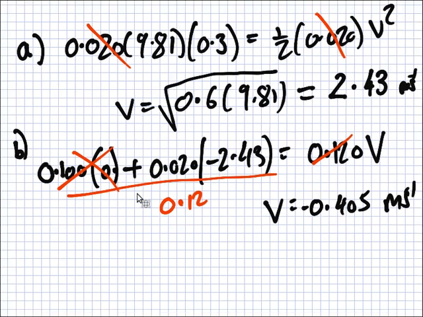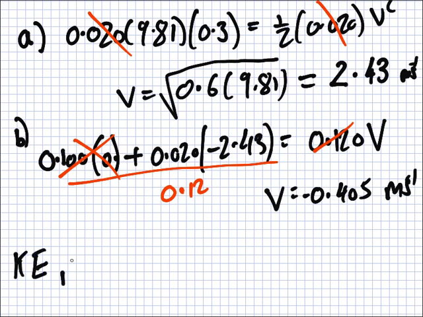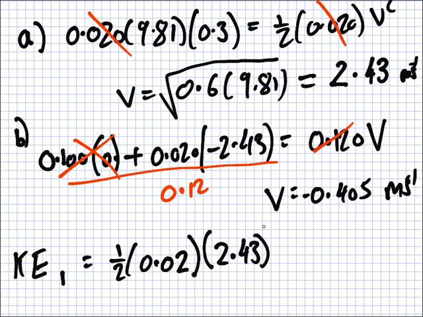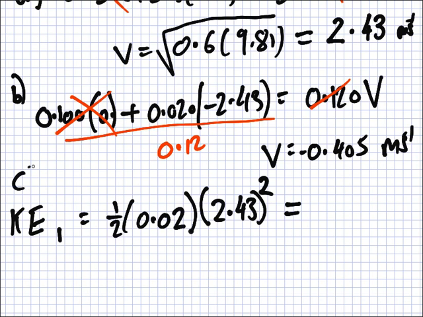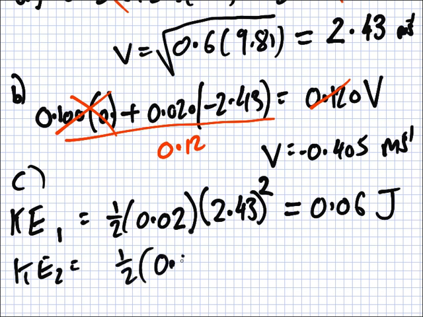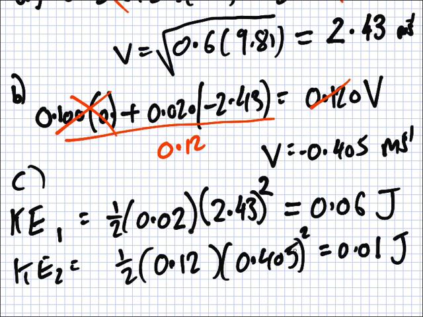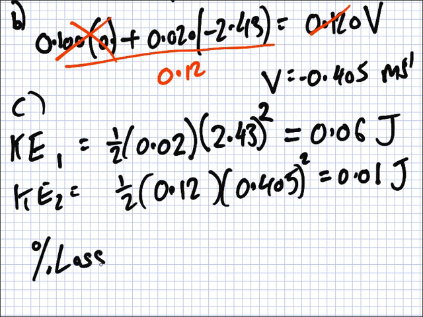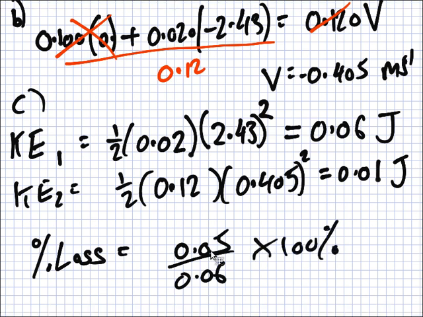Right, how much kinetic energy was lost? Well, let's calculate the kinetic energy at the beginning. That is a half m v squared, which is 2.43, isn't it? And the minus doesn't matter too much because of the square. So you can tell me that. Joules. Kinetic energy at the end is a half m v squared. And what's this one? Smaller, I hope. 0.01 joules. Okay, so they want the percentage lost. That would be 0.05 over 0.06 times 100%. So what's that, 84%?